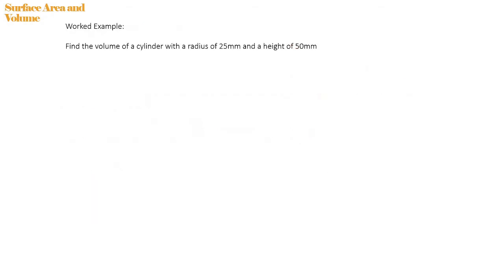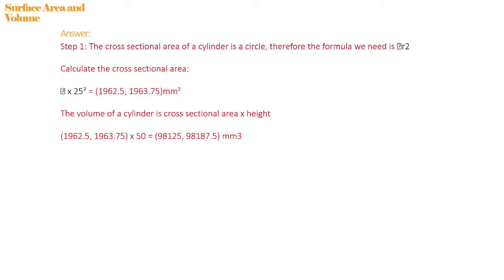So find the volume of a cylinder with a radius of 25 and a height of 50. So again, I'm going to flip flop between the two. So the cross-sectional area of a cylinder is a circle. Therefore, what we're looking at is pi r squared. Everyone should know pi r squared. It should be in your brain forever and ever. Okay, so pi r squared.